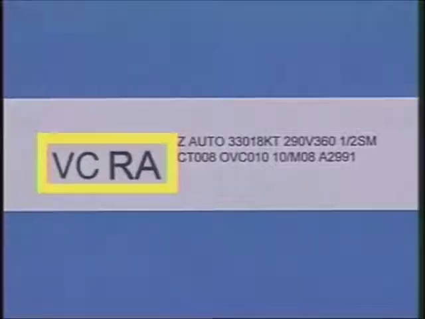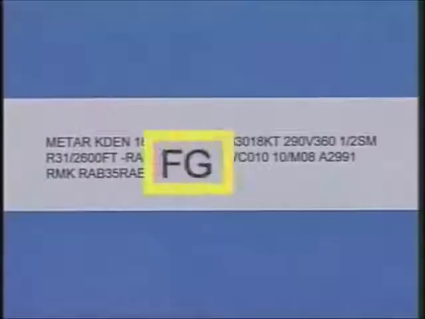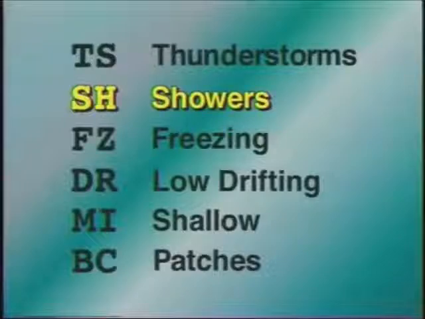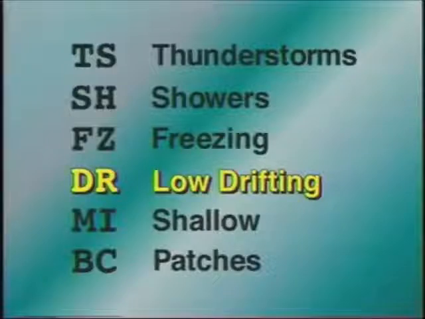When the reported meteorological conditions are between 5 and 10 statute miles of the usual point of observation, the code VC is used, indicating the reported weather is in the vicinity of the airport. Two-letter descriptors are used to provide even more information about precipitation and obscuring phenomena. Here, FG indicates that fog is the predominant obscuring phenomena. Other common descriptors are TS for thunderstorms, SH for showers, FZ for freezing, DR for low drifting, MI for shallow, and BC for patches.